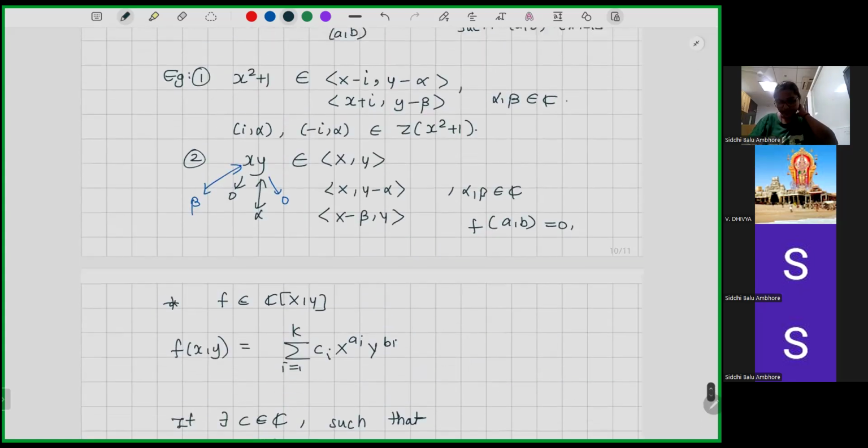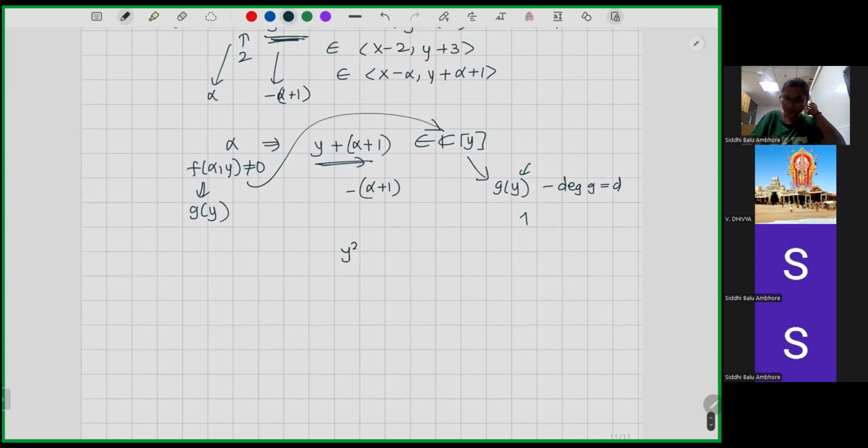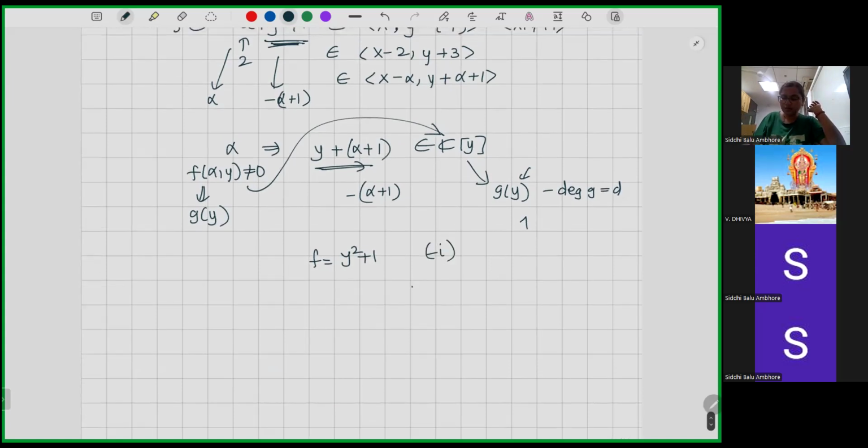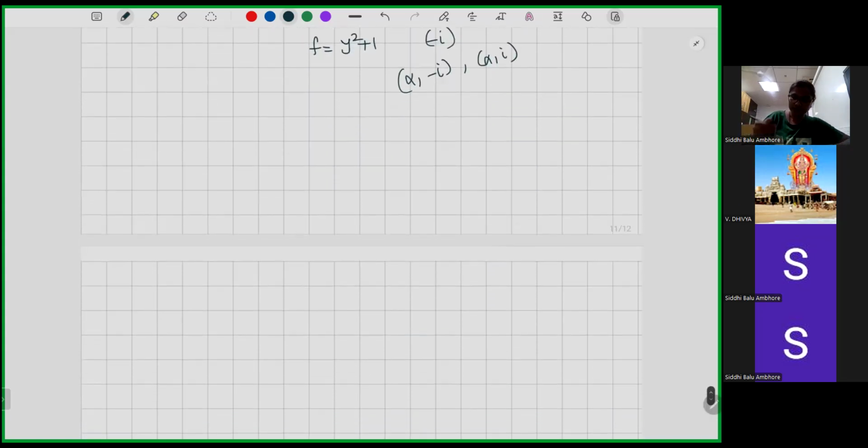For example, in this case, y square plus 1. If this is my f, it doesn't matter whatever my x is, y has to be minus i. But I don't care about that, right? Because whenever I change alpha in the first coordinate, this minus i or i will always give me different a comma b's which satisfy this polynomial f. So that's what our next step will be.